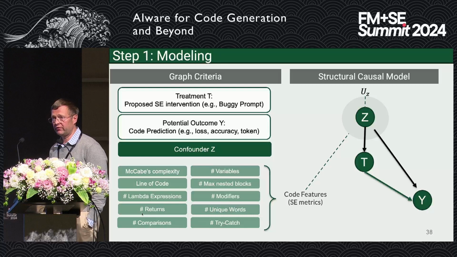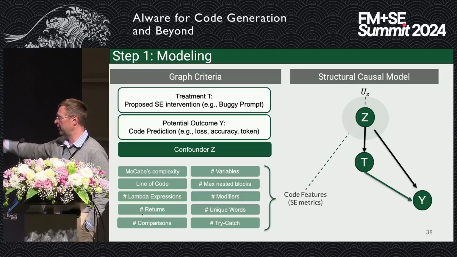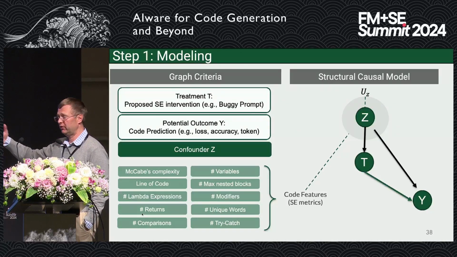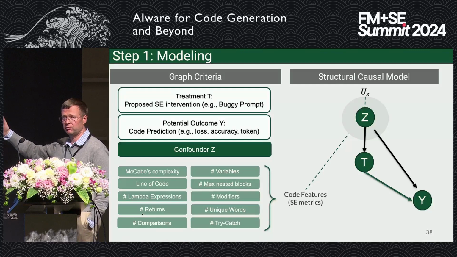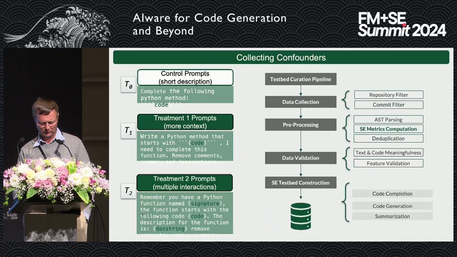In terms of confounders, that could be really anything that you think could have an impact on the treatment or the outcome. So in this case, we're just computing metrics like lines of code, just to see if size has any impact, complexity, number of expressions, returns, variables, so any other features that you want to engineer, compute, and measure as confounders.